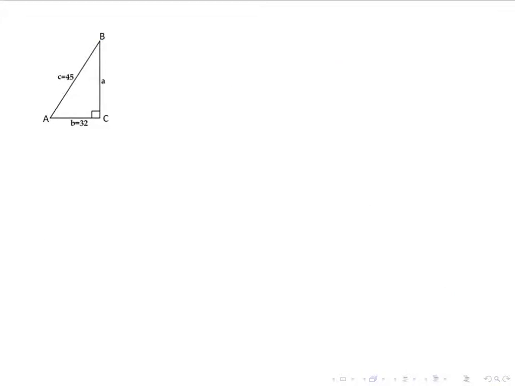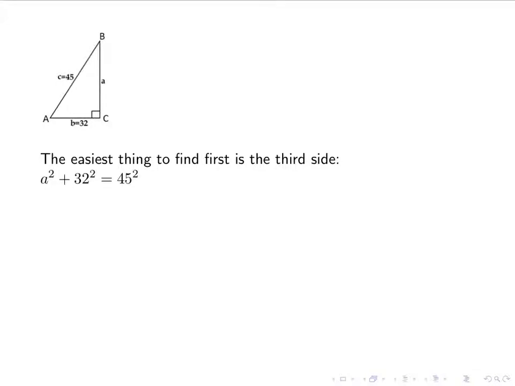So let's try another one. So here I know, again, angle C is my right angle. I know side C and I know side B. Again, the easiest thing to solve for is whichever one you already have two of. So in this case, it's easiest to find the third side. We're going to do that using Pythagorean Theorem. So a squared plus 32 squared equals 45 squared. Subtract your 32 squared, square root it, and you should be getting, again rounded, 31.64.